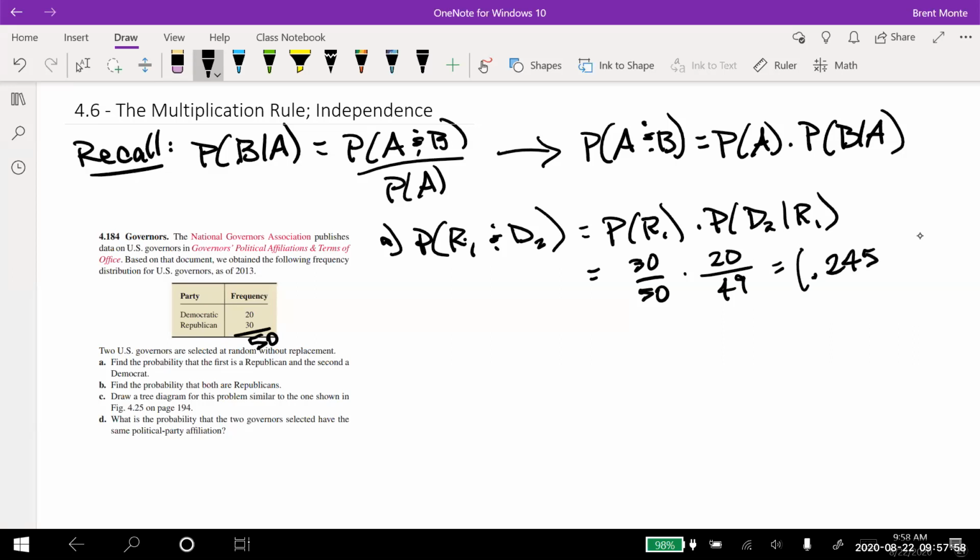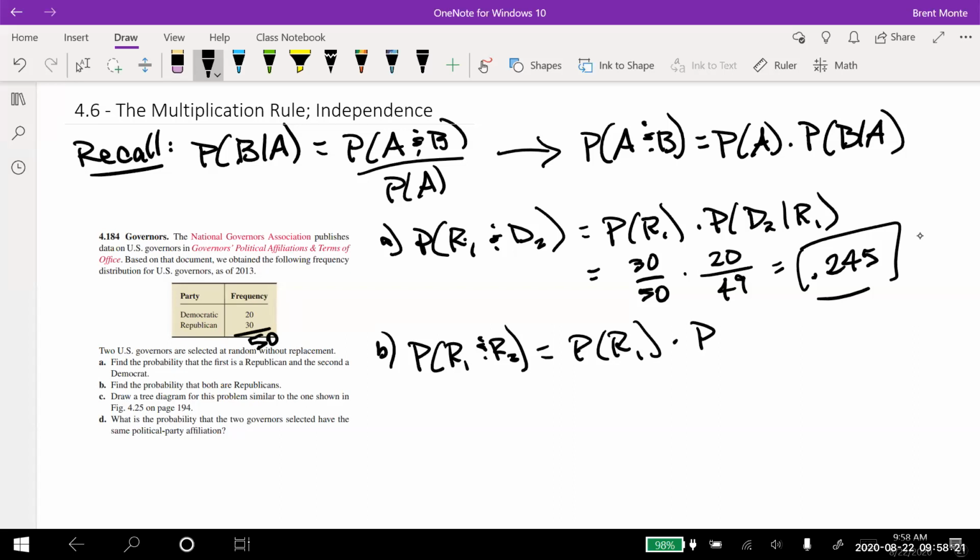And again, make sure if you're doing this on the computer, you round to the number of decimals they specify. Usually with probabilities, they'll go to 3 decimals. All right, let's try another one of these. Find the probability both are Republicans. Well, that's the first is Republican and the second is Republican. Well, probability the first is Republican times the probability the second is Republican given the first is Republican. Well, we already know that one's 30 out of 50.